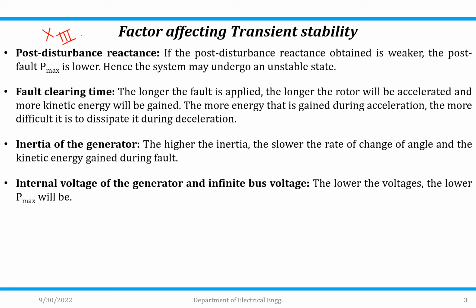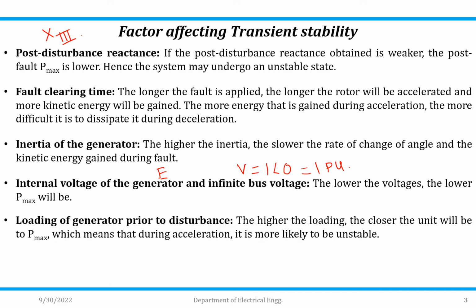Next point, internal voltage of the generator and infinite bus voltage. Here, the internal voltage of the generator, we generally represent as a capital E. Infinite bus voltage is V equal to 1 at an angle 0, or we can represent it as 1 per unit. So the lower the voltages, the lower the Pmax value we will get.